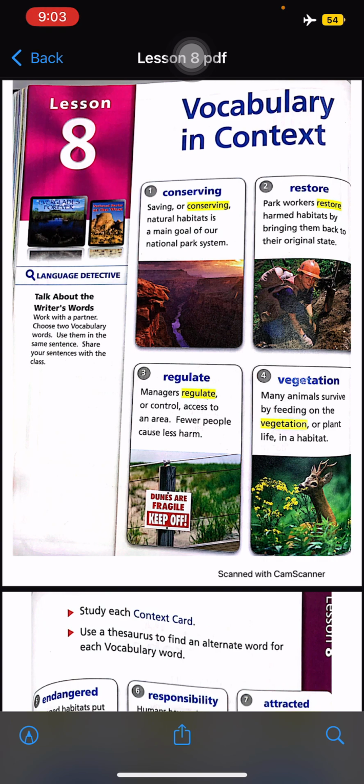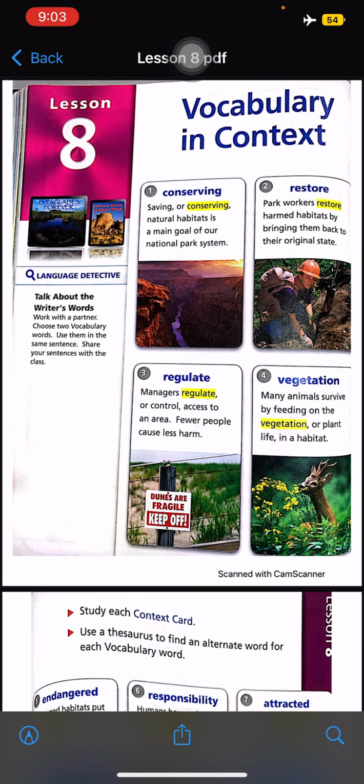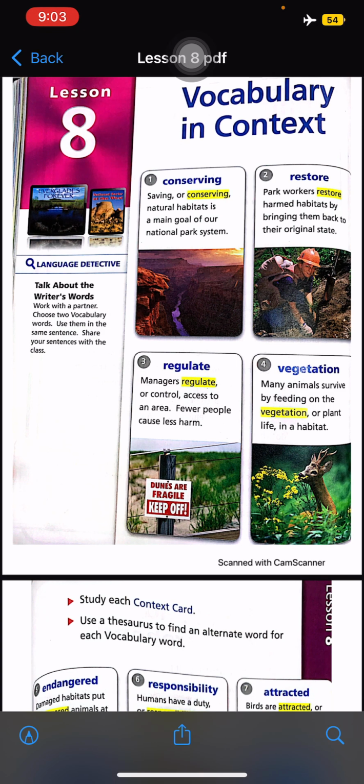Today's lesson is The Everglades Forever. It's lesson 8 in our curriculum. Let's speak about the vocabulary that we will find in the context. The first word that we have is conserving. It means to protect something, especially something related to the natural environment.